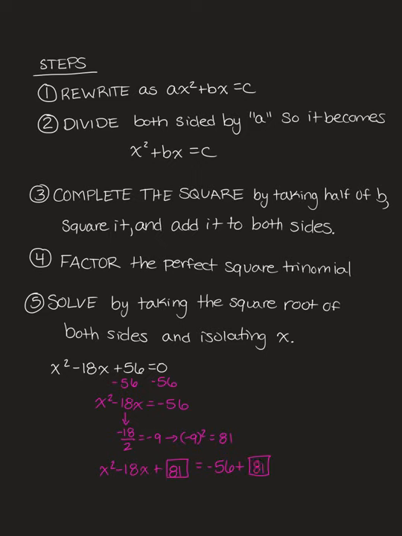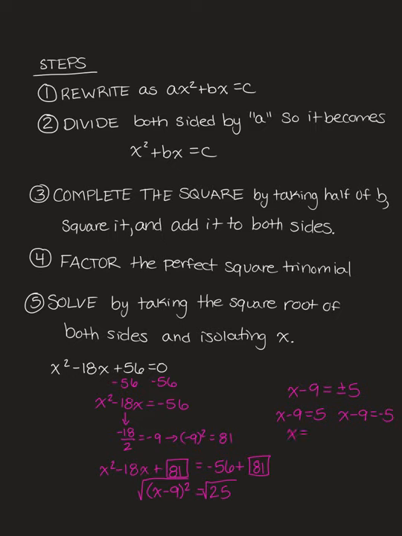If you were to factor the left-hand side here, two numbers that will multiply to 81 but add to negative 18, it's going to be negative 9. So x minus 9 squared is going to equal negative 56 plus 81 is 25. So now I will solve using my square root property. So I will take the square root of both sides, and I will continue over here. So I have x minus 9 is going to equal plus or minus 5, which means that x minus 9 could equal a positive 5, or x minus 9 could equal a negative 5.